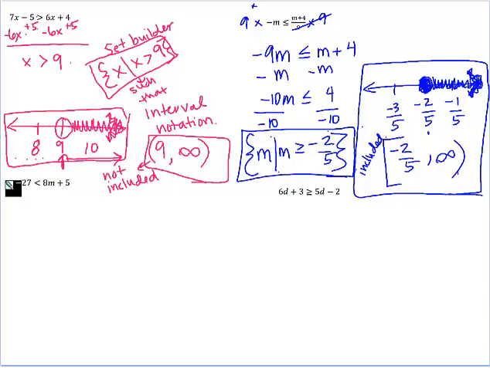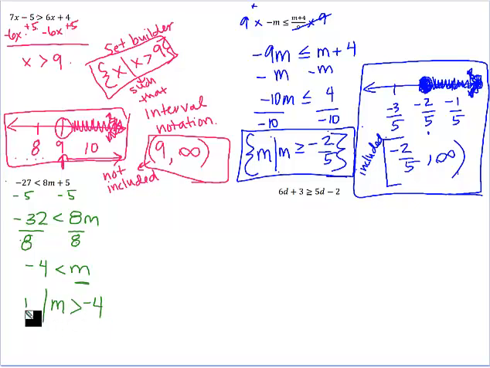All right, next step. Negative 27 is less than 8m plus 5. So we want to get the 8m alone, so we're going to start by subtracting 5 from both sides. So this gives us negative 32 is less than 8m. To get the m alone, we have to divide both sides by 8. Here we're dividing by a positive number, so the sign doesn't change. So negative 4 is less than m. We want to rewrite it so that the variable is first. So we'll say m is greater than negative 4, and then we can put it in set builder by adding the curly brackets and the m such that.